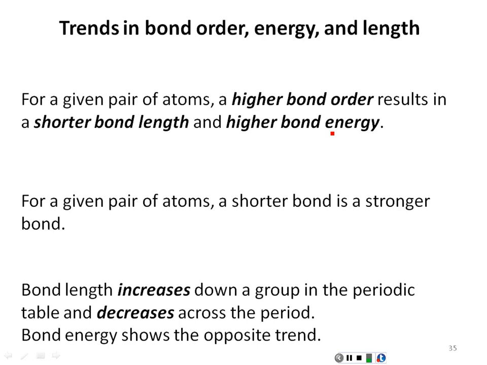And when we look at the periodic table, bond length increases going down a group. So what does that mean? Bond length is increasing, bond strength is decreasing, going down a group. And when we go across a period from left to right, bond length decreases. So that means bond strength increases when we go across a period.